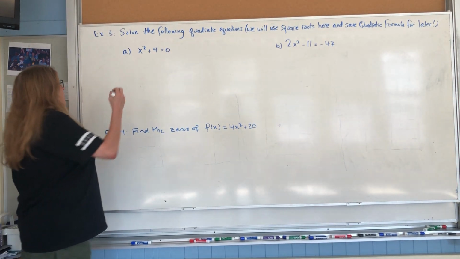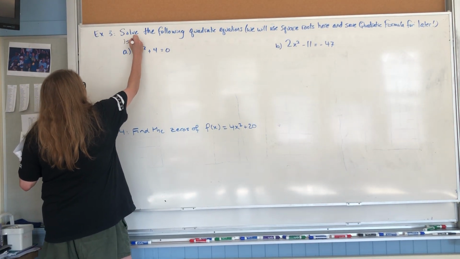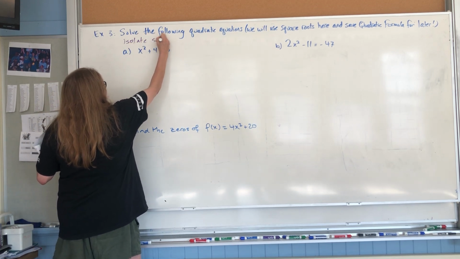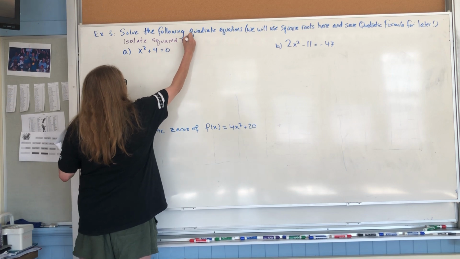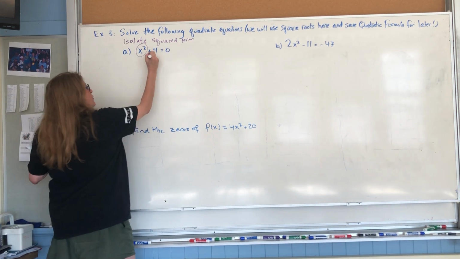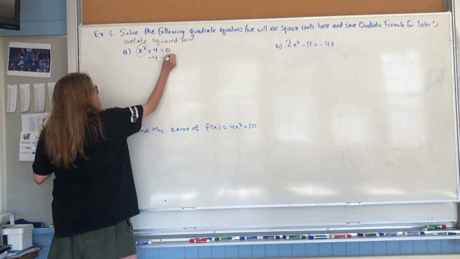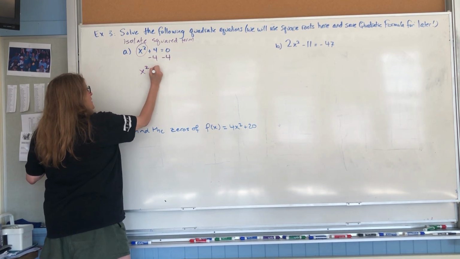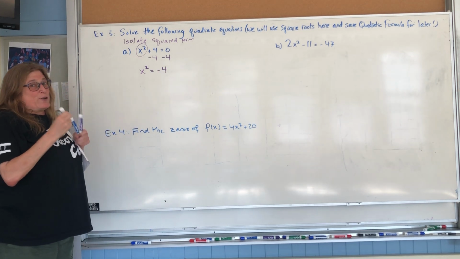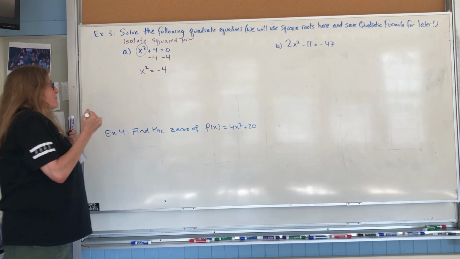So what I'm going to do is I'm going to isolate the squared term, just like I did last section. So that means I'm going to isolate x squared. So let's subtract 4, and I get x squared equals negative 4. At this point we would have said no real solution, right, guys?